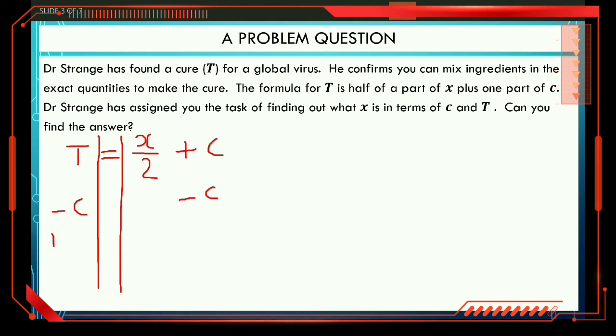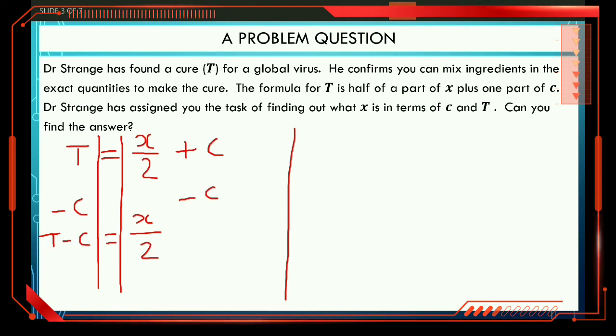Now I can write down t minus c equals, because it is t minus c, so t minus c equals, and I still have my x over 2. Excellent. Now, the next step is I need to get the x on its own. So I still have x divided by 2. So what do I need to do to both sides? Excellent. I need to multiply by 2 on both sides, because at the moment the 2 is dividing, and the opposite of dividing is multiply. So multiply by 2 on this side and multiply by 2 on this side.